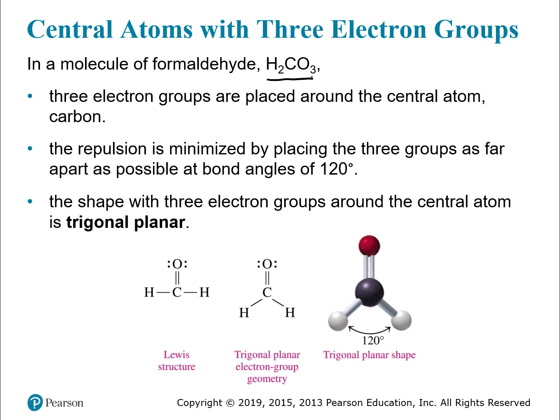if you have 3 electron groups placed around a central atom, you're going to, again, minimize the repulsion by placing these groups far apart. The best you can do is have a bond angle of 120 degrees, which is trigonal planar. It's like a peace sign. So if you can remember that, that'll help you remember trigonal planar.